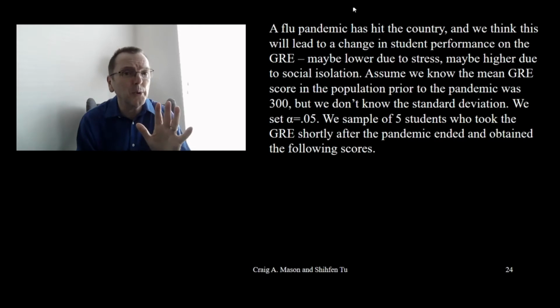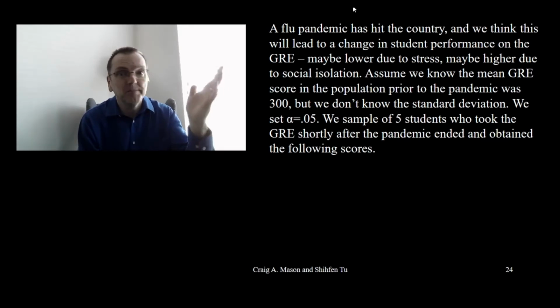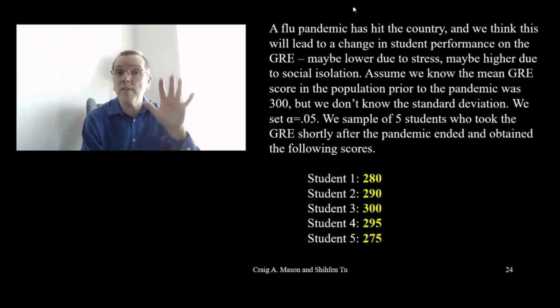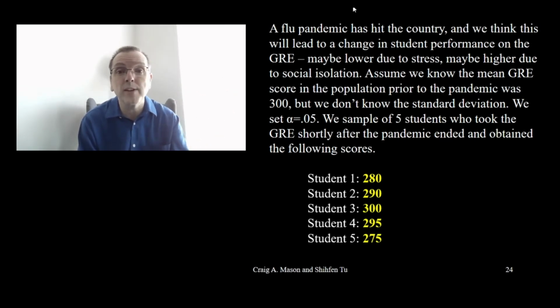Now, what's really kind of cool is, notice that we know all of this before we've actually even looked at our data. We already know the t-score we'll need in order to reject the null. All right, pretty nice. So let's take a look at the data and see what we find. Here are the scores for our 5 students. Student 1 scored 280, student 2 scored 290, student 3 scored 300, student 4 had 295, and student 5 had 275. Let's calculate our t-score based on those values, all right?